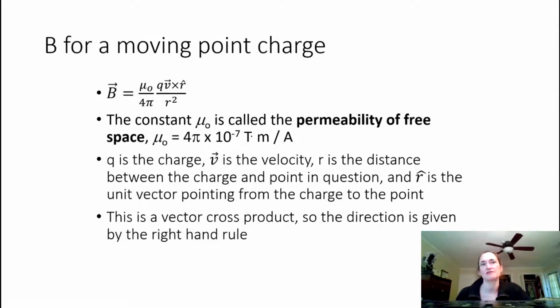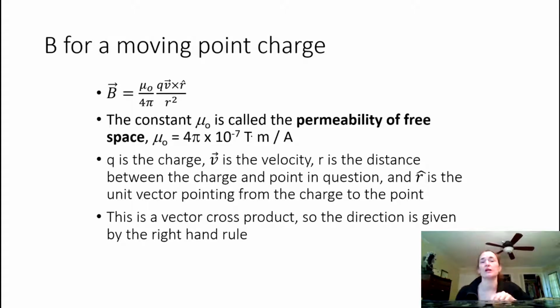Q is the charge, V is the velocity vector for the moving charge. R is the distance between the charge and the point in question, and r hat is the unit vector that points from the charge to the point in question. Now it's a vector cross product, so this definition includes the right-hand rule.